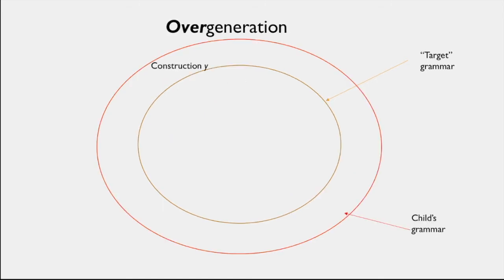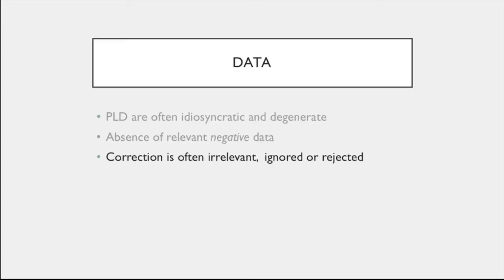But now consider the opposite scenario. Here, the child's grammar has a construction that the target grammar lacks, so that the child's grammar overgenerates, and it's a superset of the target grammar. The solution to this, then, is to eliminate construction Y from the grammar. But to do this, the child would have to obtain evidence that construction Y is not part of the target language. This means that the child would require negative data. But since this is missing from the linguistic environment, an empiricist learner would be in a bad position to escape this overgeneration situation. Also, whenever correction is offered, it is either irrelevant, ignored, or rejected.